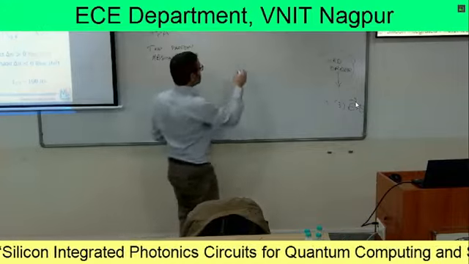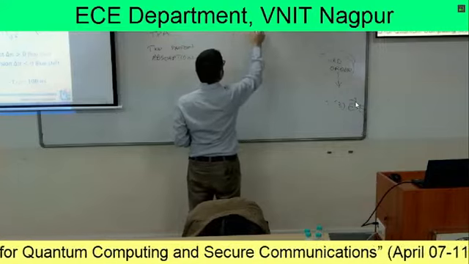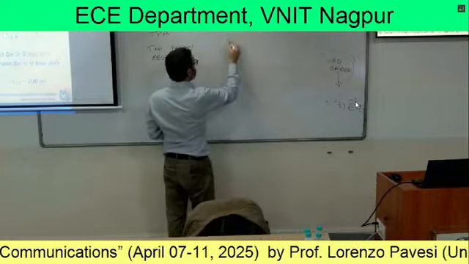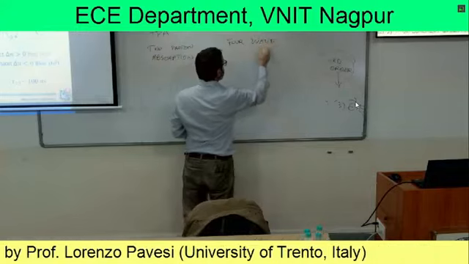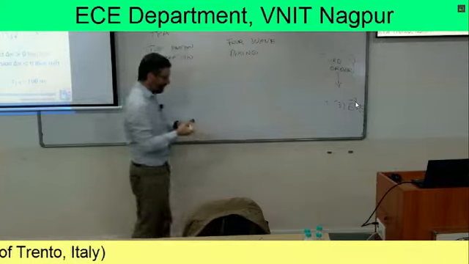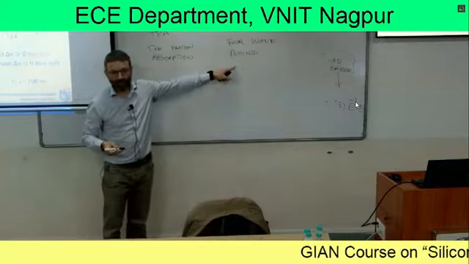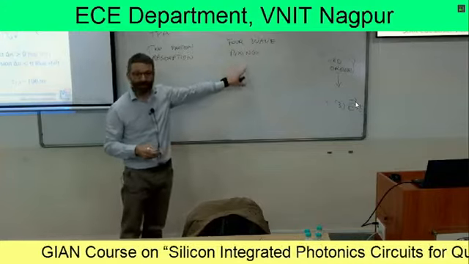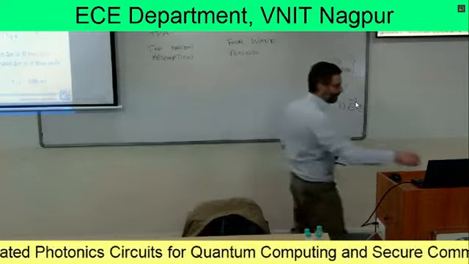The other one that we will use is called four-wave mixing. We will use this one when we talk about quantum physics, because it's the kind of nonlinearity that we will use in order to generate entangled photon pairs.